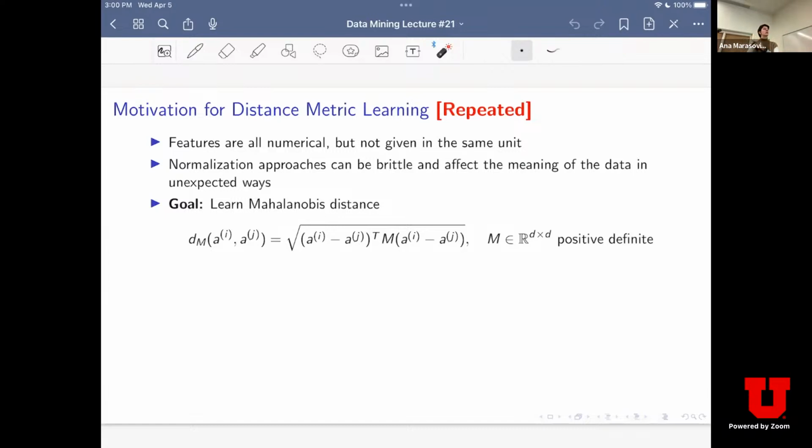That was our motivation for learning the Mahalanobis distance, which is defined with this equation. We take almost like an outer product, with this matrix M in the middle. If we didn't have matrix M, we would have Euclidean distance. Matrix M is a D times D dimensional matrix that's positive definite.